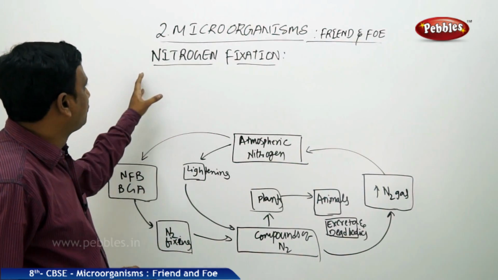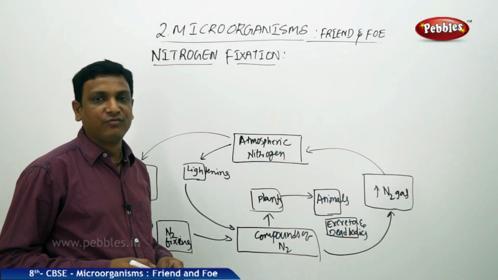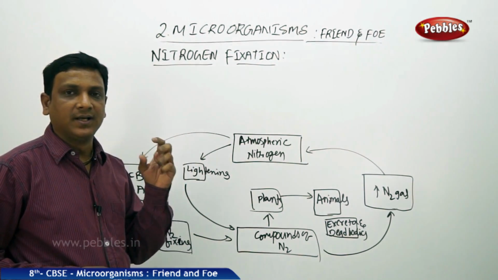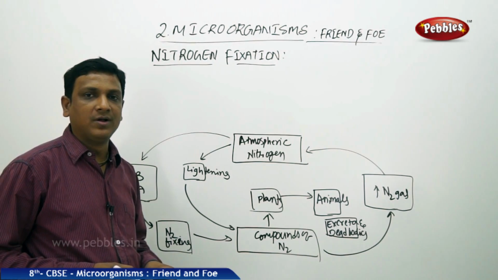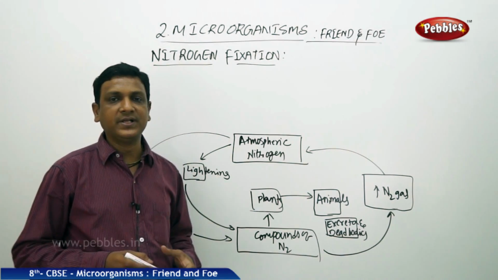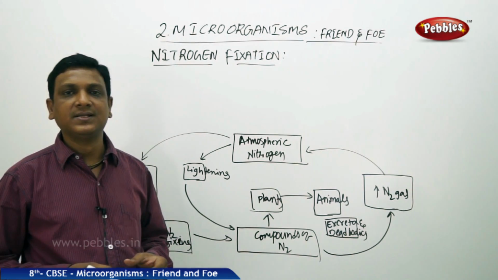Now let us see nitrogen fixation, the role of microorganisms in nitrogen fixation, which is a very important thing for plants, because plants need proteins for their growth. To make up the proteins, plants require nitrogenous substances.